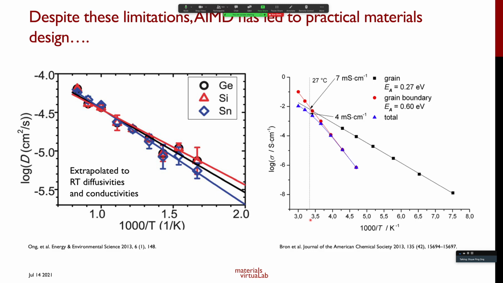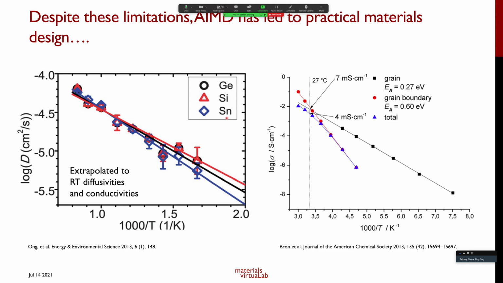Now, despite these limitations, AIMD has led to practical materials design. So as I mentioned, we run the AIMD simulations at high temperatures to get this kind of plot where we calculate the diffusivity at different temperatures, and then we construct the classic Arrhenius plot. By extrapolating it down, assuming that the Arrhenius relationship holds all the way down to room temperature, we can then predict, for example, what materials would have higher conductivity than others, right?